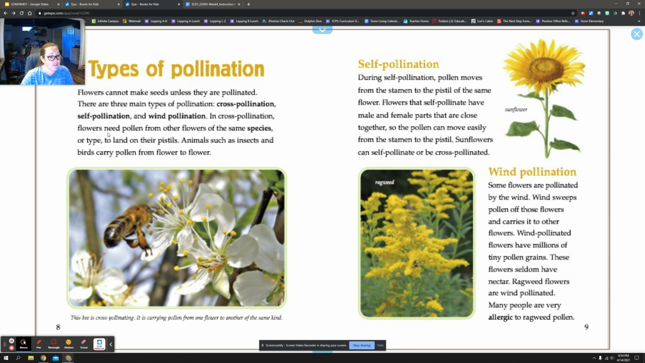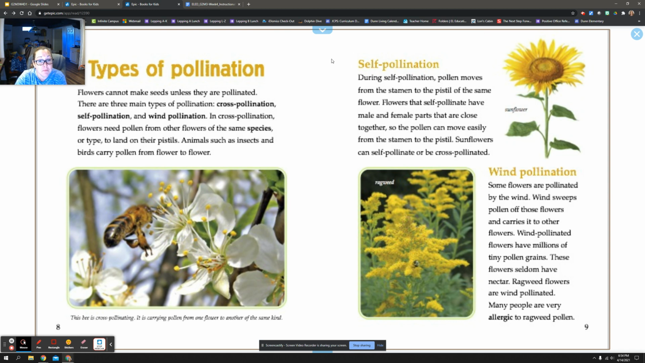In cross-pollination, flowers need pollen from other flowers of the same species or type to land on their pistils. That's the one we were just looking at, where an animal, such as an insect or a bird, carries pollen from flower to flower. So cross-pollination is the one we've been looking at, where the insect or the bird takes it from one place to another. Let's look at this picture here. Sometimes I like to zoom in on the picture before I read the caption. Okay. This bee is cross-pollinating. It is carrying pollen from one flower to another of the same kind.